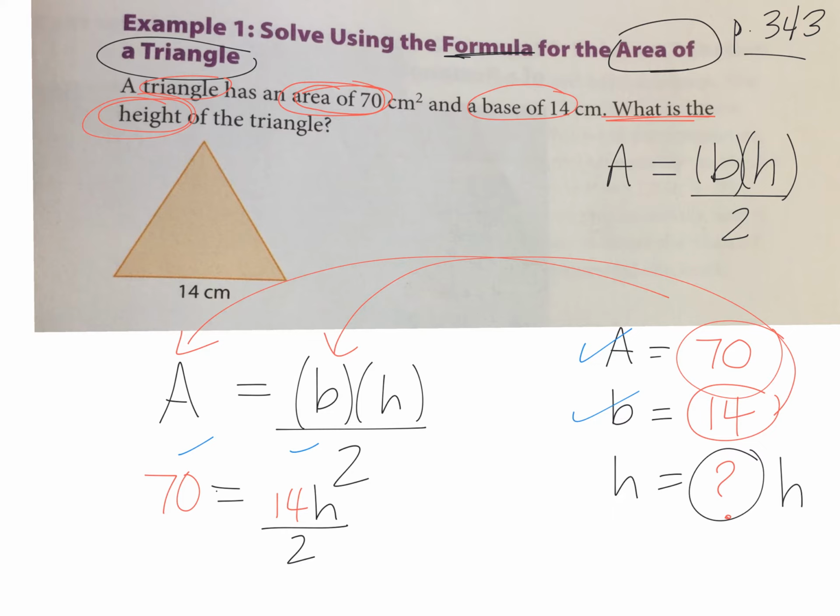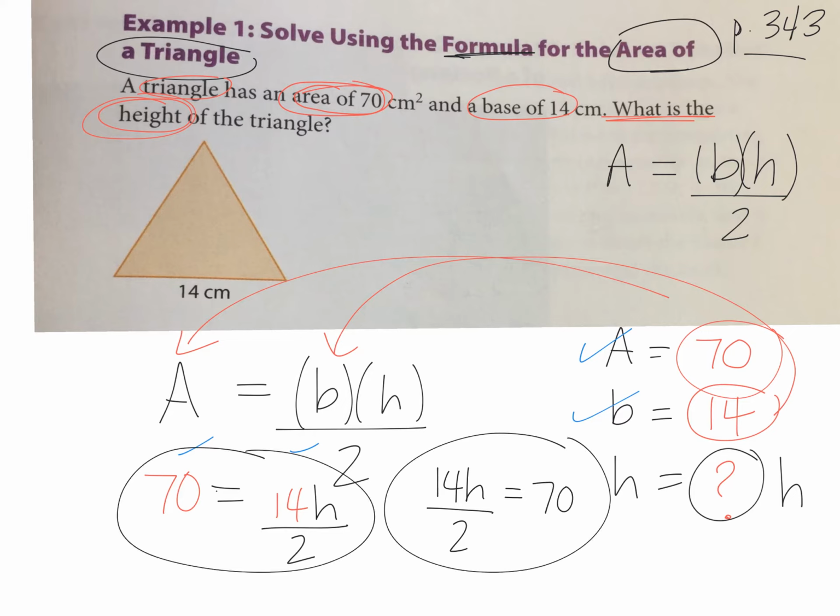Can I rewrite this to say 14H divided by 2 equals 70? Is that the same as 70 equals 14H divided by 2? Yes. 14H divided by 2 equals 70, or 70 equals 14H divided by 2. It's the exact same thing, but I like to keep my variable on the left side so it's easier to solve. You don't have to switch it.